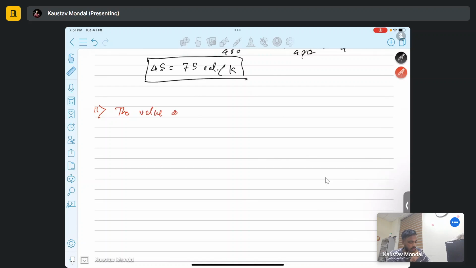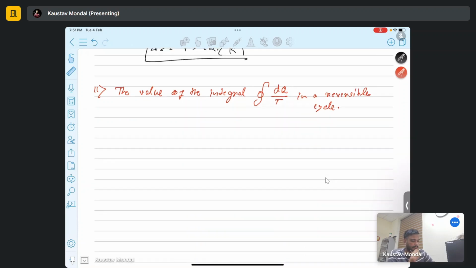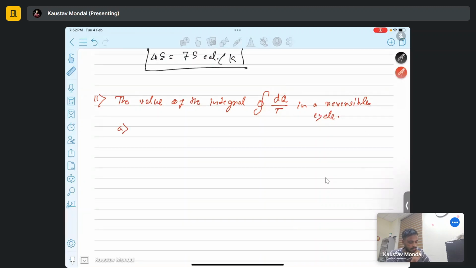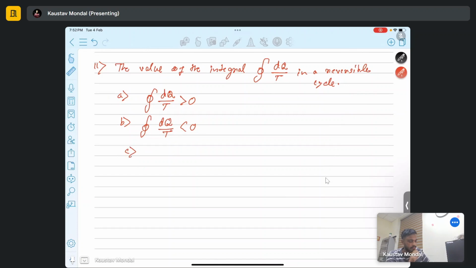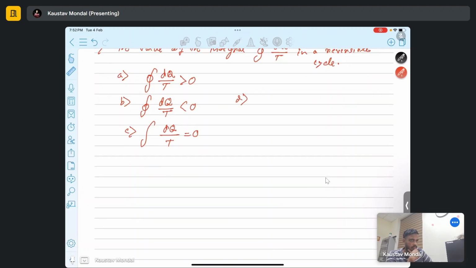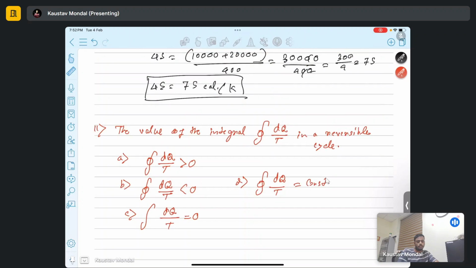The value of the closed path integral of dq by T in a reversible cycle. Option A, the integral of dq by T is greater than 0. Option B, dq by T less than 0. Option C, dq by T is equal to 0. And option D, dq by T equal to constant. So now what should we do?